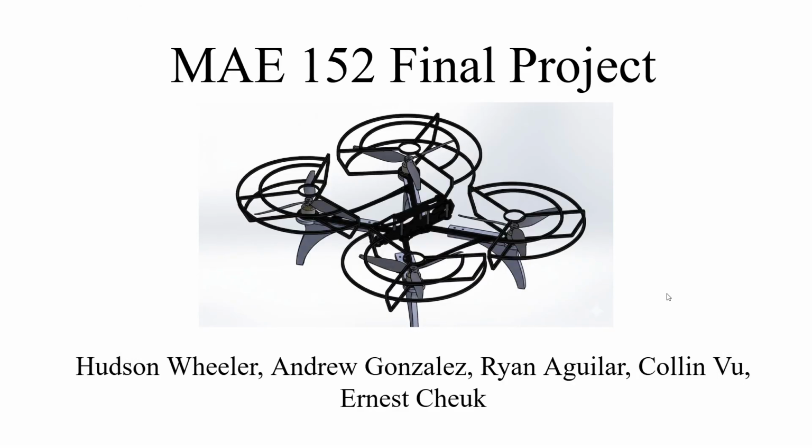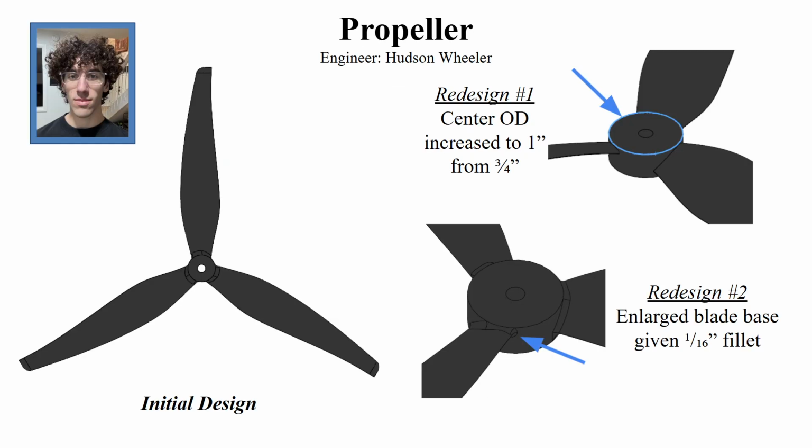For our MAE 152 final project, we analyzed a quadcopter drone. For the propeller, we evaluated three designs: an initial three-blade propeller with filleted joints, redesign number 1 with a larger center diameter but no fillets, and redesign number 2 which added fillets to the larger center. The additions were intended to reduce the stress experienced at the bases of the blades.